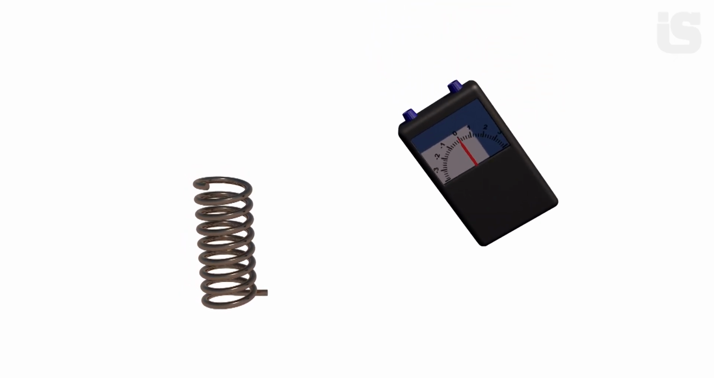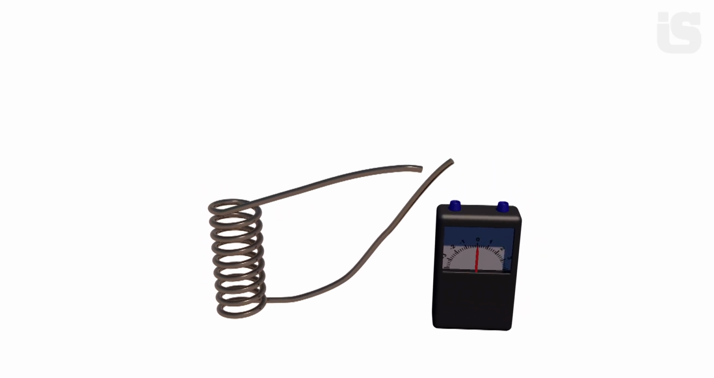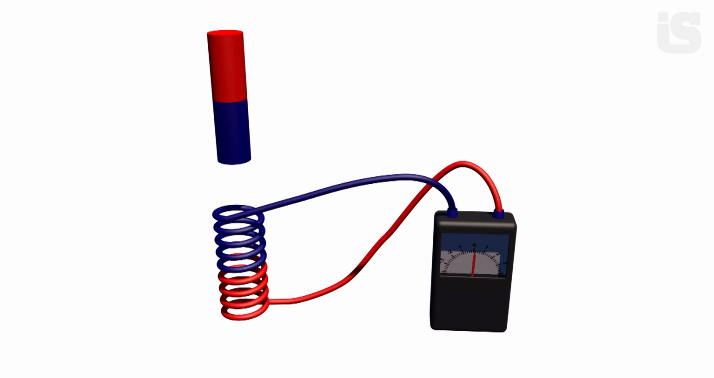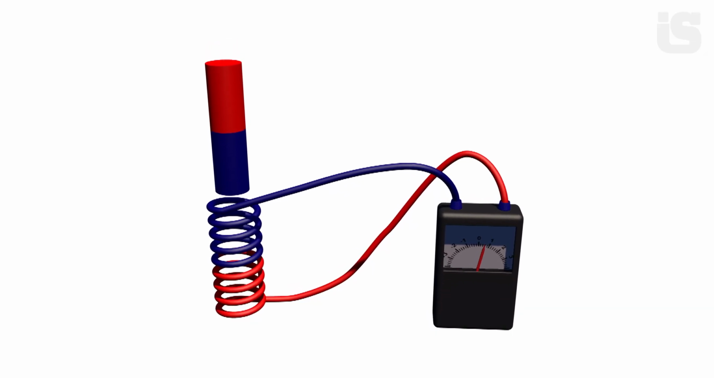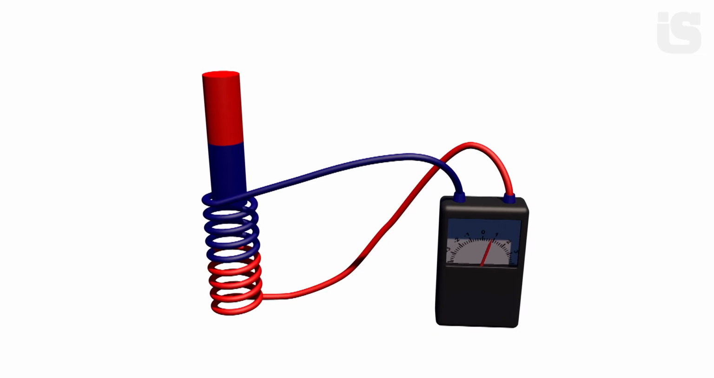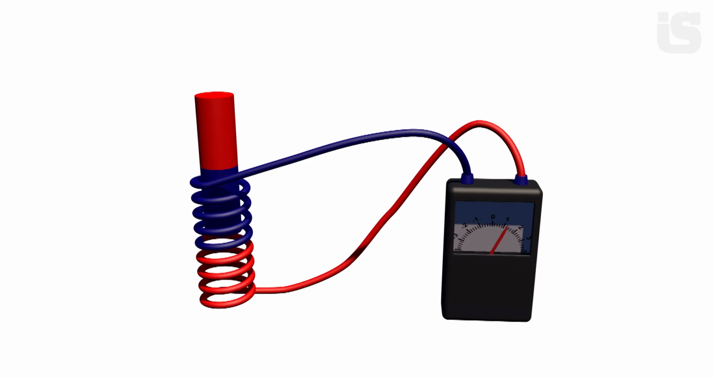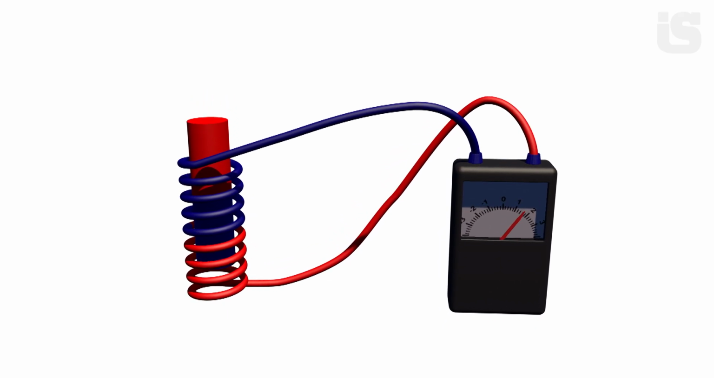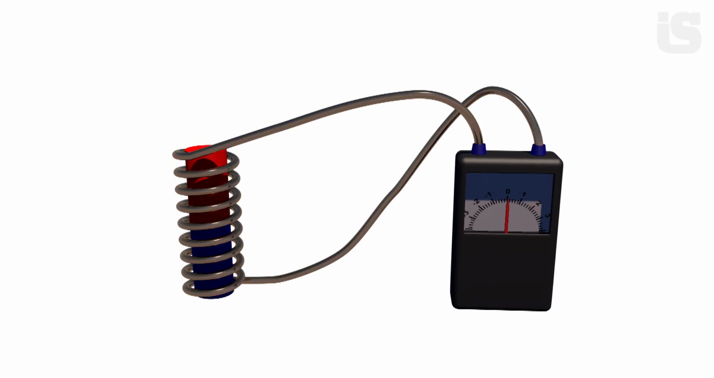Now let's wind the electrical wire into a coil and connect the ends of the wire to an ammeter. And let's move the magnet inside the coil. As the magnet moves, electromagnetic induction occurs in the coil. The ammeter needle deflects, indicating that a current is flowing. The current flows in one direction. The magnetic flux increases. This continues until the magnet reaches the center.